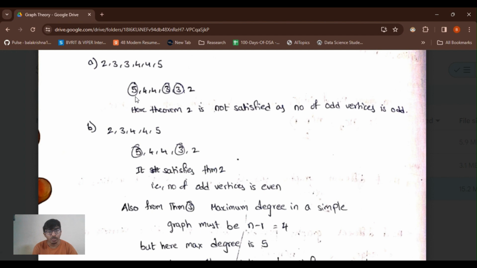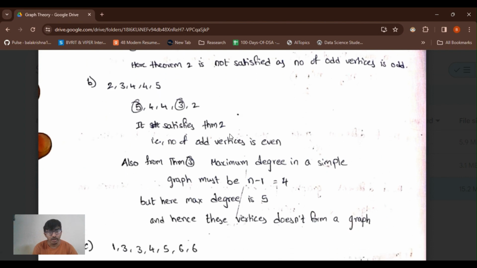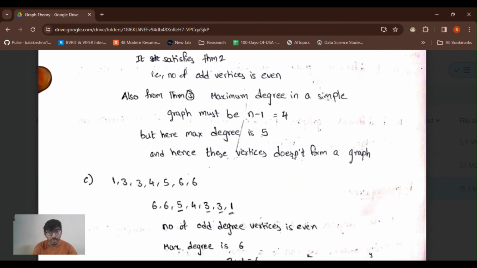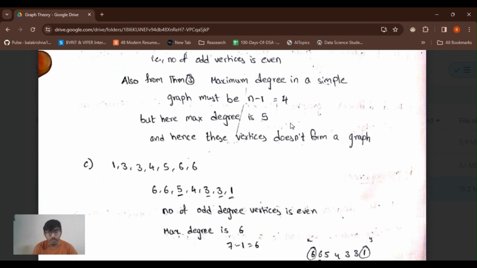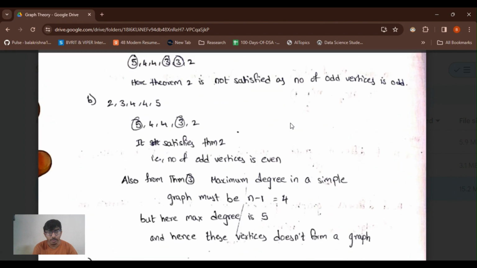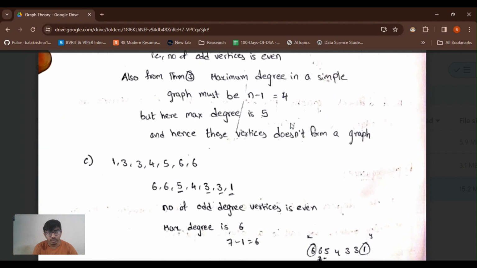So the number of odd degree vertices should be even. Here it satisfies theorem 2, the number of odd vertices is even. But the maximum degree in a simple graph must be n minus 1, which is equal to 4. But here the maximum degree is 5. Okay.